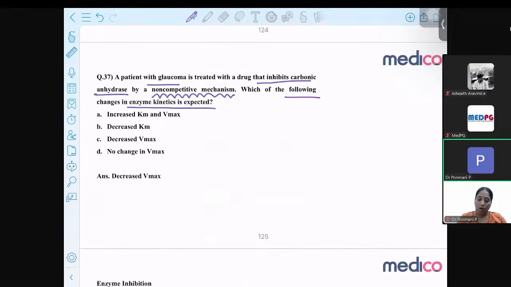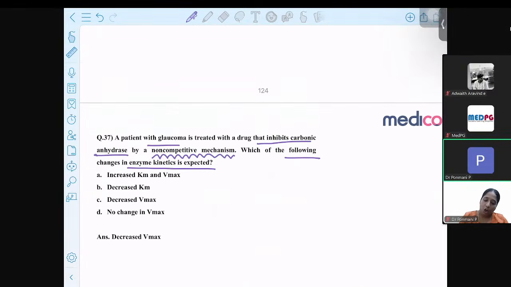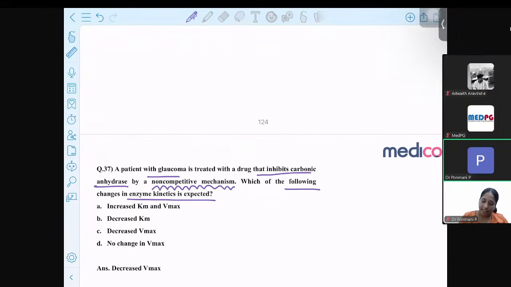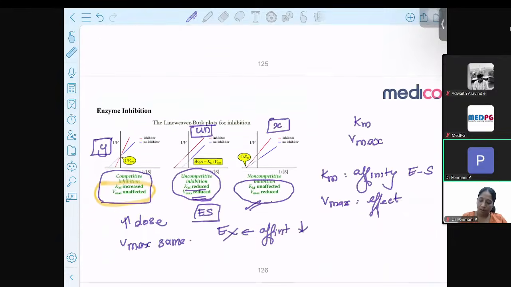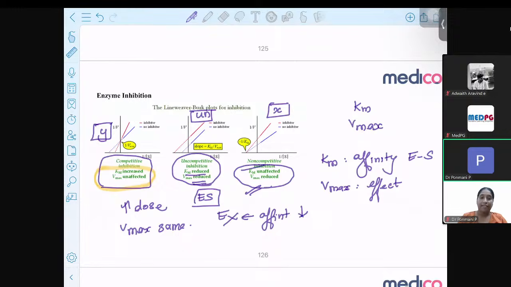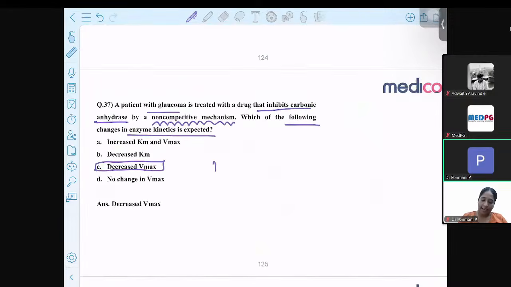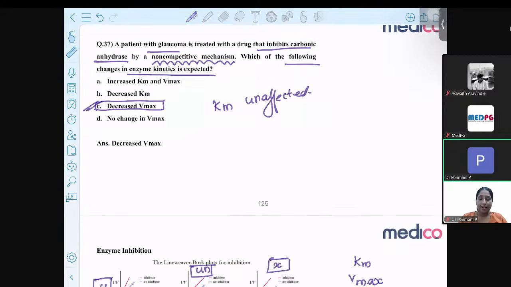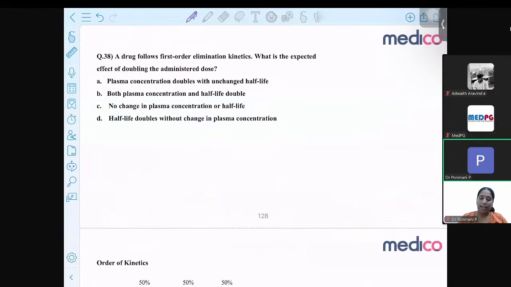Okay. So now what is the right answer here? It is a non-competitive mechanism. So in a non-competitive mechanism, the Vmax is decreased. And what about Km? The Km is unaffected. Okay. So since Km is unaffected is not the option here, we go only for the option which is decrease in the Vmax.